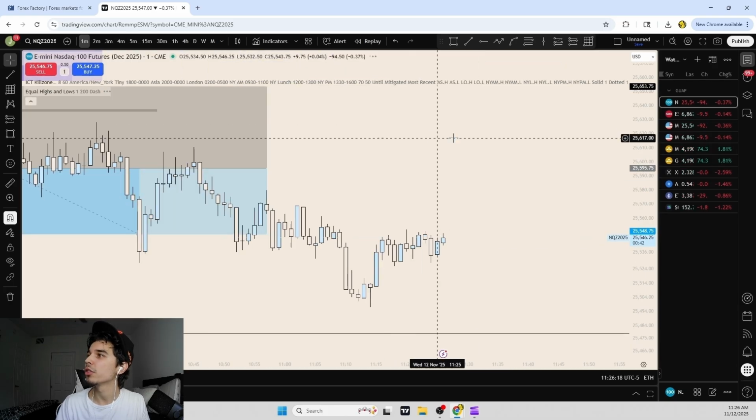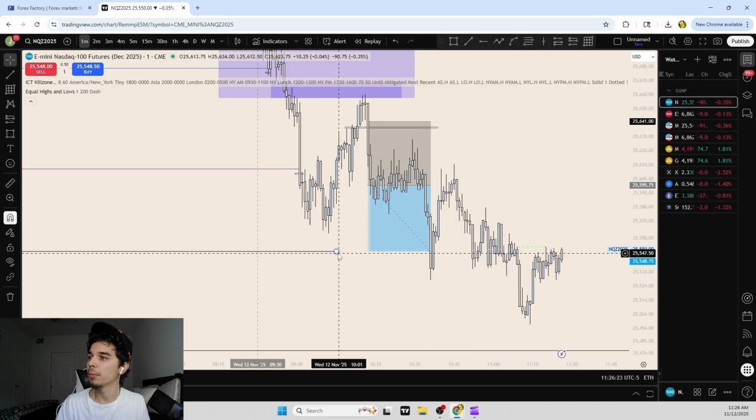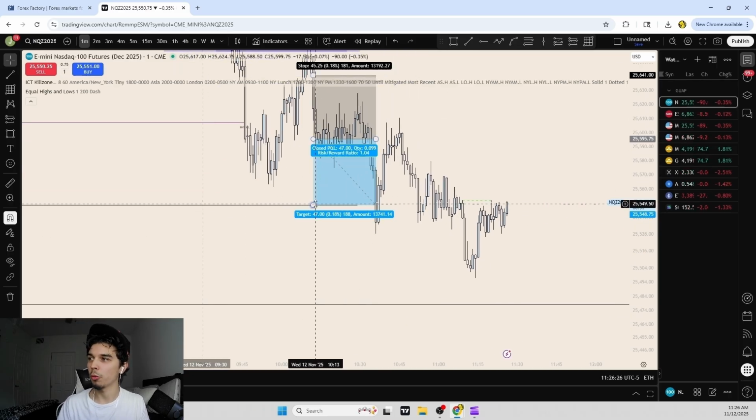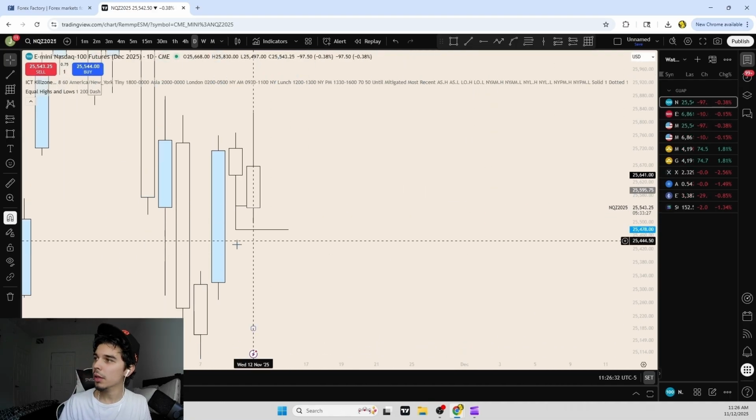Now, if you wanted better RR, you could just scale down. You just put your stops right above that 1-minute fair value gap, and then boom, the trade would have hit, and we're on our way down towards previous day lows right now. If you guys don't believe me, here is previous day. Okay, and here's our previous day lows.